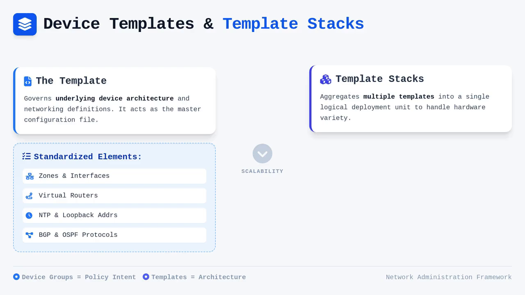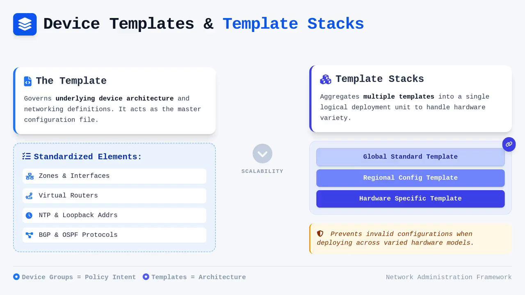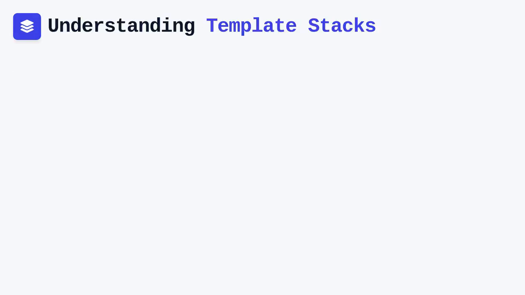When you have varied hardware models across your network, you might worry that a single template might force invalid configurations onto a device. This is where template stacks come into play, as they allow you to aggregate multiple templates into a single logical deployment unit. Template stacks work by layering common configuration definitions on top of device-specific ones to create a complete, effective configuration.